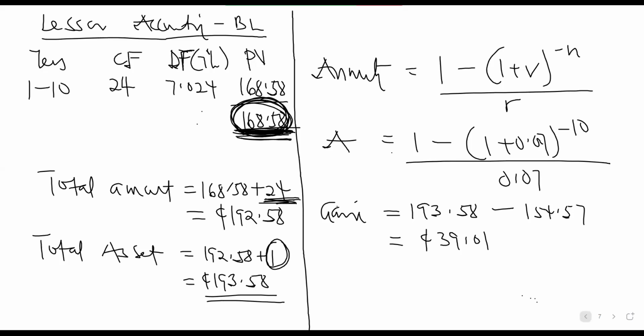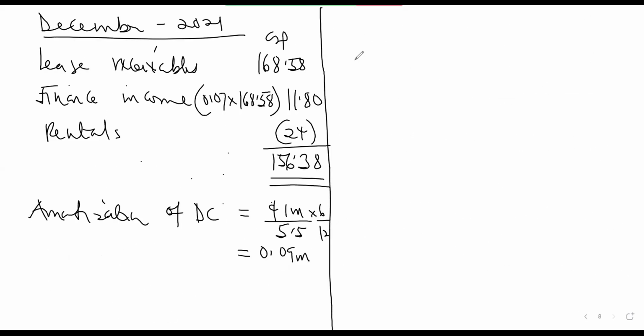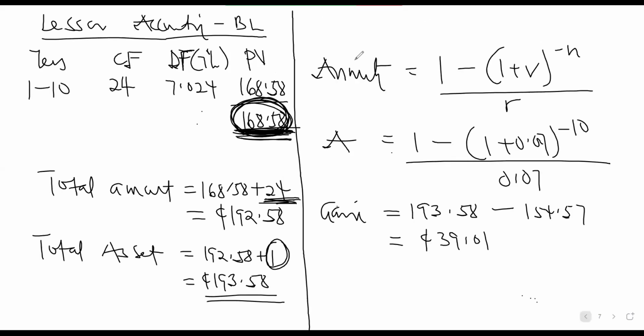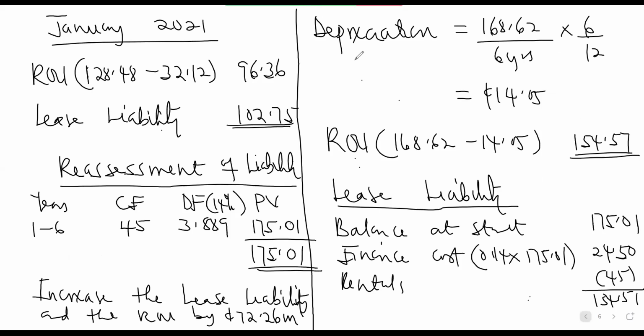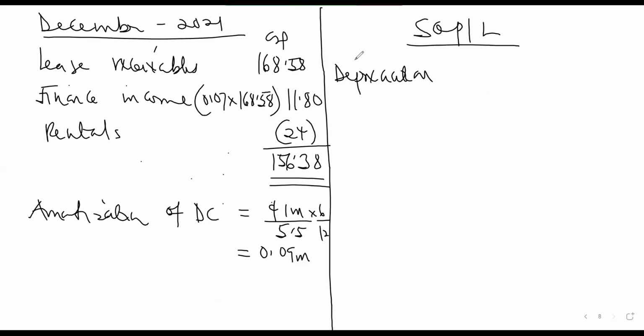Okay. So let's now come to the financial statement of B, profit or loss. A lot of things will happen. The first one is the depreciation for the 6 months. They have used the asset for 6 months before leasing it. So what is the depreciation for that 6 months? It is 14.04. That is the depreciation.